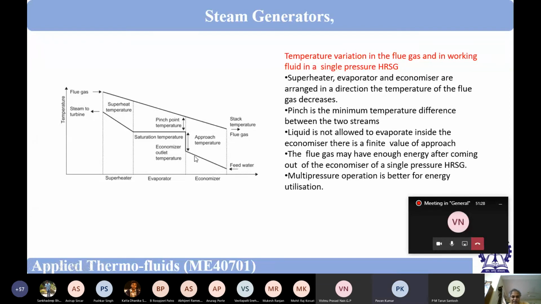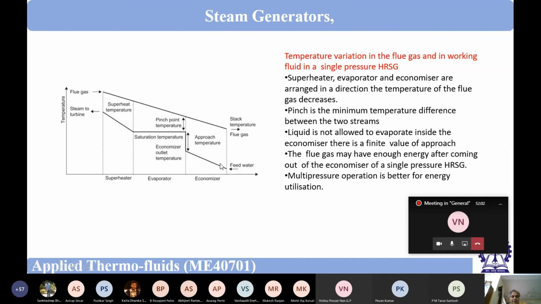Then you see this is the economizer. Here it should heat the cold water and bring it to the saturation temperature, but never in the economizer is it brought to the saturation temperature. There is a certain temperature difference between the economizer outlet temperature and the saturation temperature. This is called the approach: how closely it is approaching the saturation temperature.